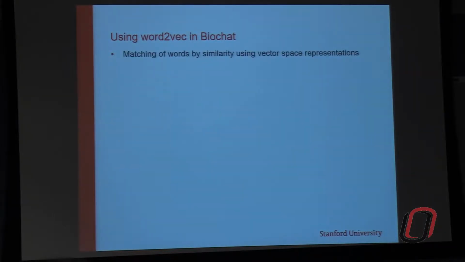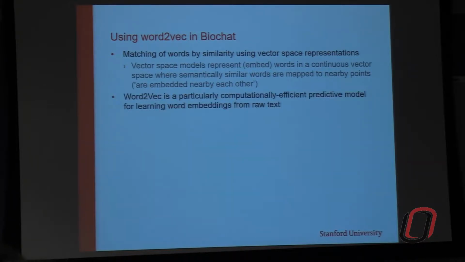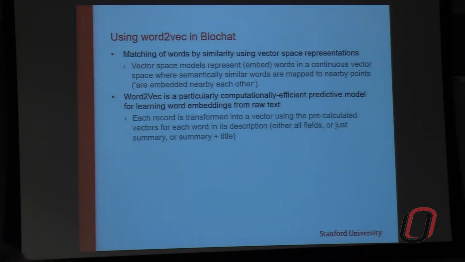So, using Word2Vec in Biochat, here we're talking about basically matching words by similarity using vector space representations. As you already know, vector space models represent or embed words in continuous vector space where semantically similar words are mapped to nearby points. So they're embedded nearby each other. Word2Vec is particularly computationally efficient for this. Learning word embeddings from raw text is really easy to do with Word2Vec, and each record is basically transformed into a vector, and that's basically how we get the job done.